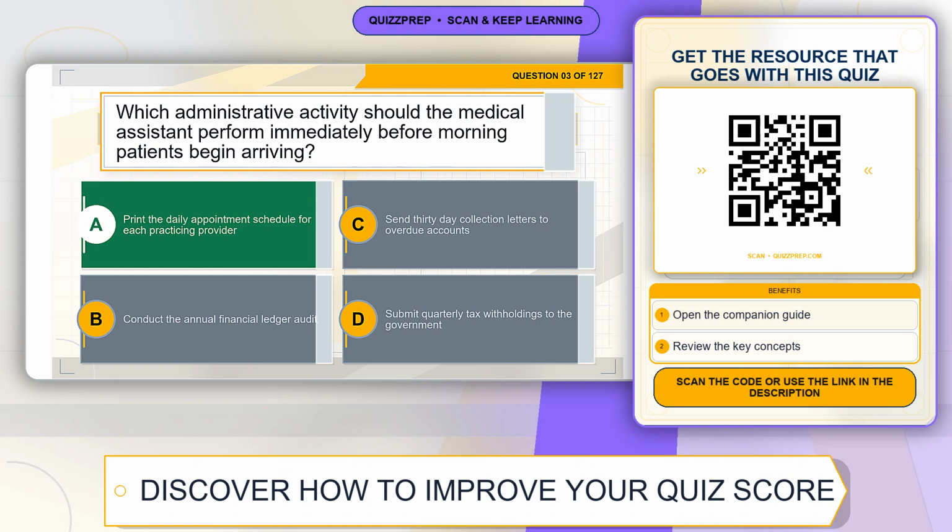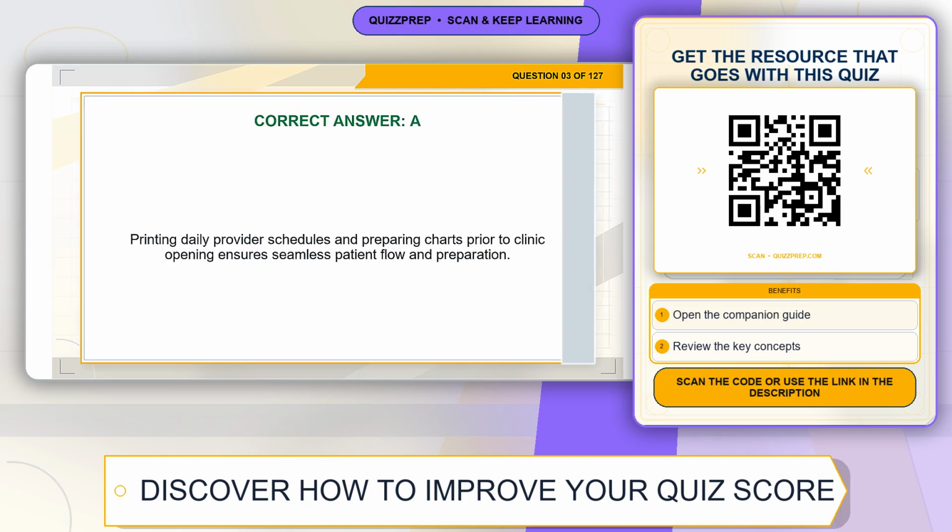The correct answer is option A. Print the daily appointment schedule for each practicing provider. Explanation. Printing daily provider schedules and preparing charts prior to clinic opening ensures seamless patient flow and preparation.